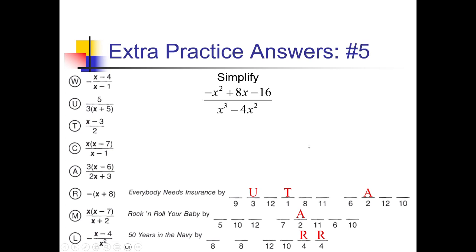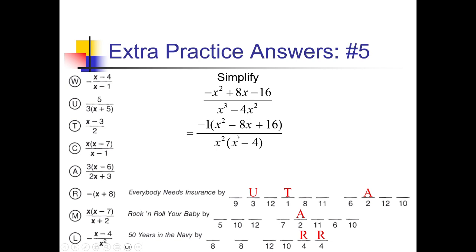Here we go with problem number 5. For this one, for the numerator, I'm thinking I want to take out a negative 1 because I don't like having that negative x squared. So let me see what's left over. We have an x squared minus 8x plus 16, and that looks like I ought to be able to factor it. I'll come back to it though. In the denominator, I can take an x squared out of both of those, leaving me with an x minus 4.